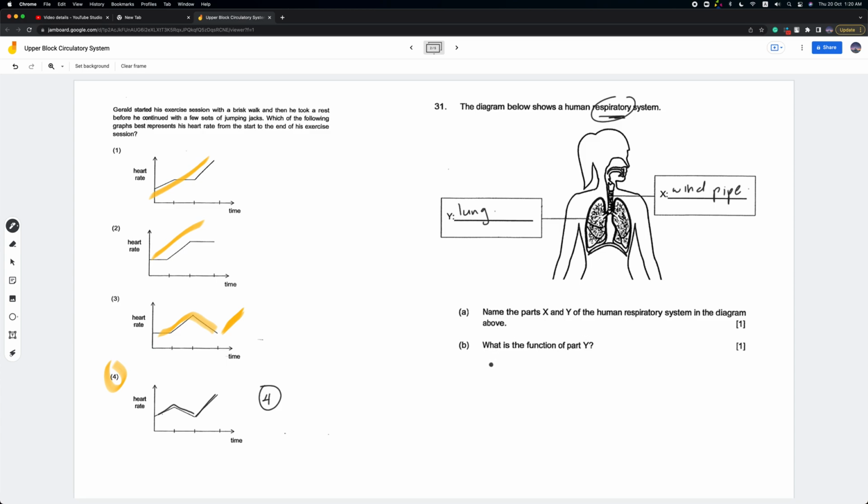Now, part Y is the lungs. Part Y performs gaseous exchange. So that's what you can write. This is what you just need to say, performs gaseous exchange.